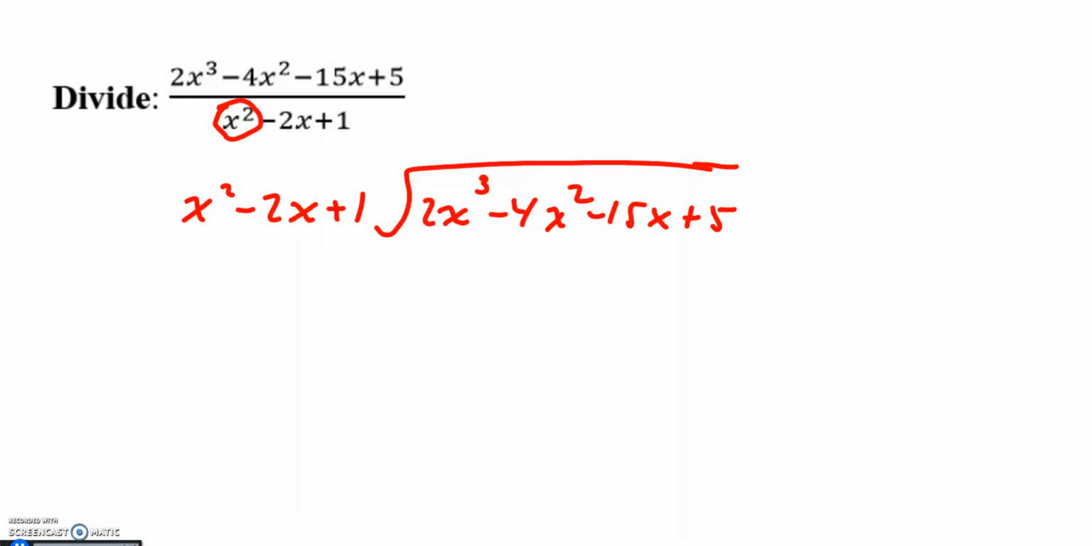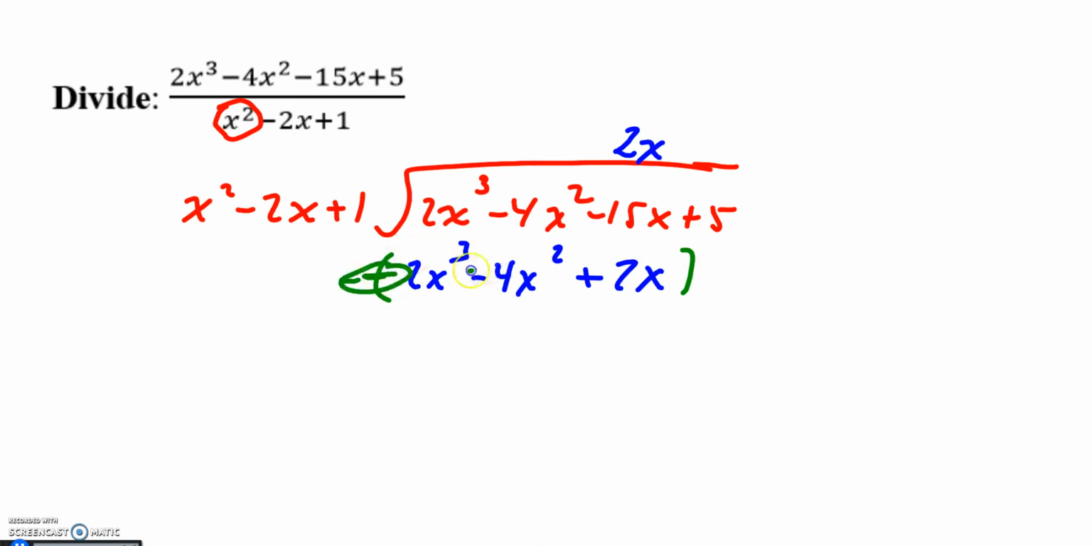So to start this problem, we would ask ourselves, how many times does x squared go into 2x cubed? If I take 2x cubed divided by x squared, that would be 2x. So I'd have a 2x first, and I put that over the like term, and then I would multiply backwards and get 2x cubed minus 4x squared plus 2x. And then I am really subtracting all of that, so all of my signs change.